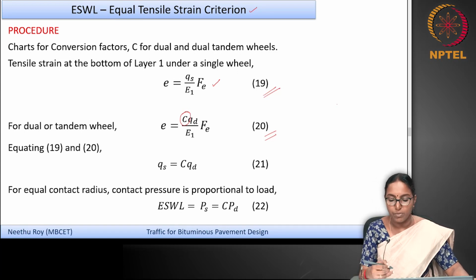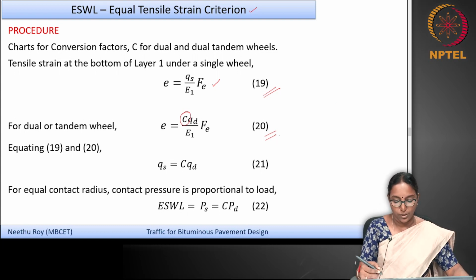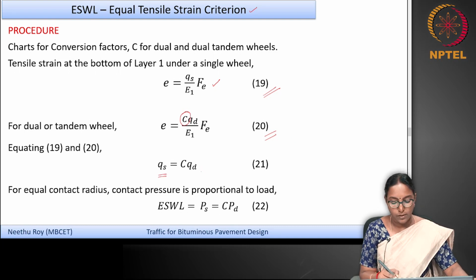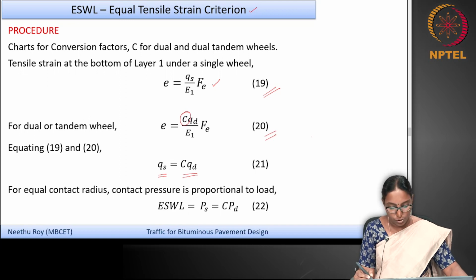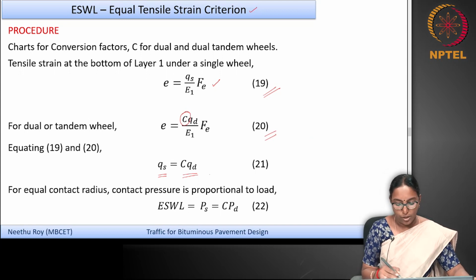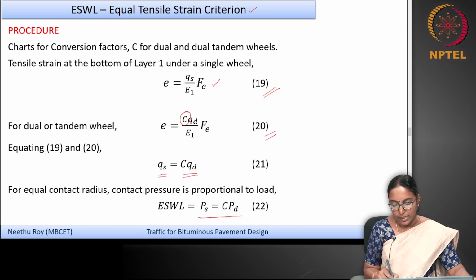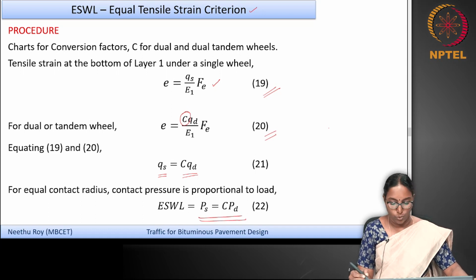So the same approach can be used to find the equivalent single wheel load. Equating these two expressions for the strains, we see that Qs, that is the contact pressure in the single wheel, is equal to C times the contact pressure in the dual wheel. And since we are considering equal contact radius, the contact pressure is proportional to the load. So you can say that PS is equal to C times PD, where PS is actually your equivalent single wheel load.